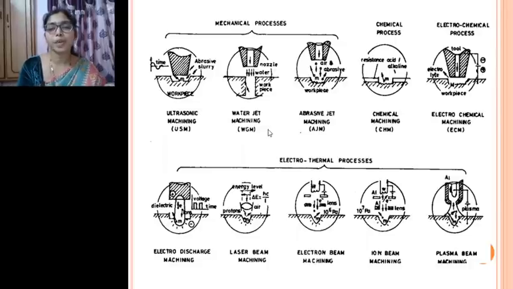Water jet machining, as we have discussed, uses highly pressurized water. This is the nozzle out of which the water jet comes out, and it is allowed to impinge on the workpiece surface. As we have discussed, the more you pressurize, the more material removal happens. Since water is very soft, this process has applications limited to softer materials.